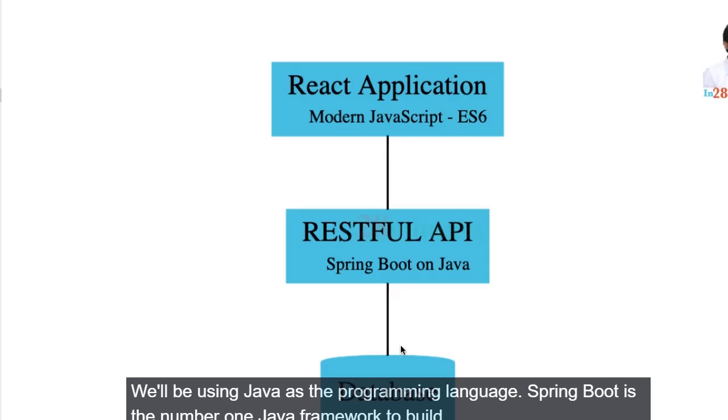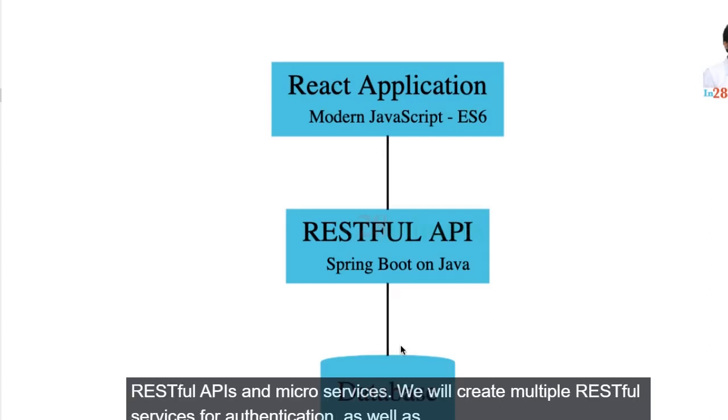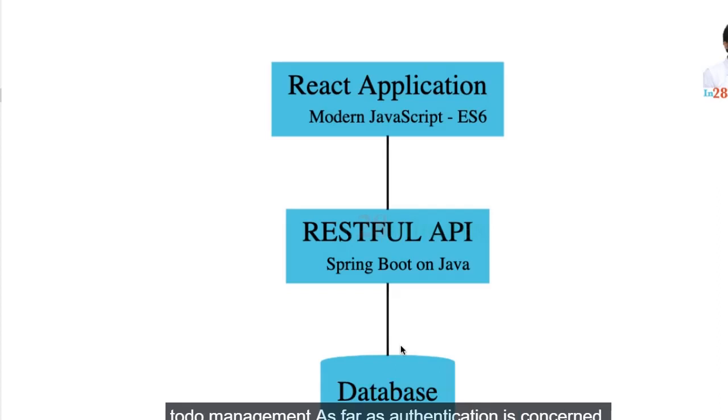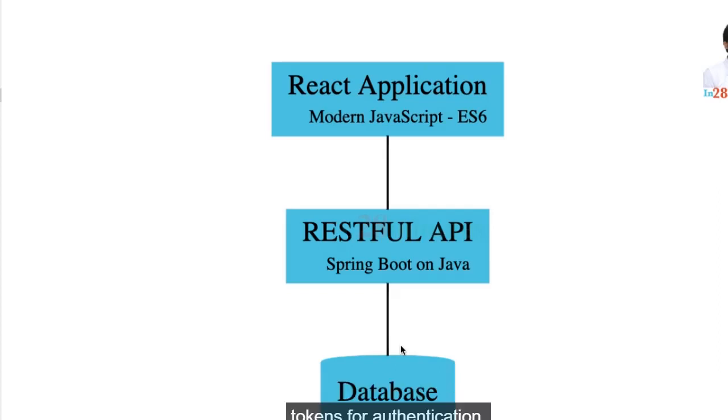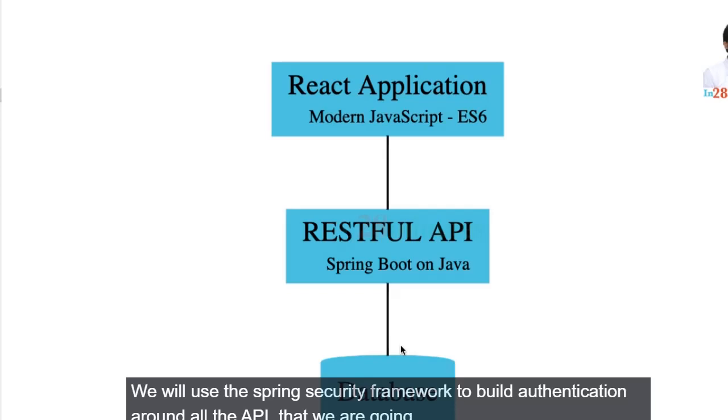Spring Boot is the #1 Java framework to build RESTful APIs and microservices. We'll create multiple RESTful services for authentication as well as to-do management. As far as authentication is concerned, we will start with basic authentication and also discuss how you can use JWTs or JSON Web Tokens for authentication. We will use the Spring Security Framework to build authentication around all the APIs that we are going to build.